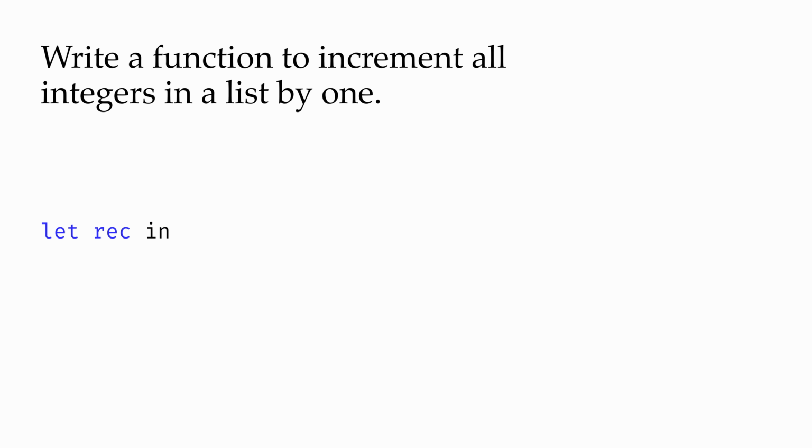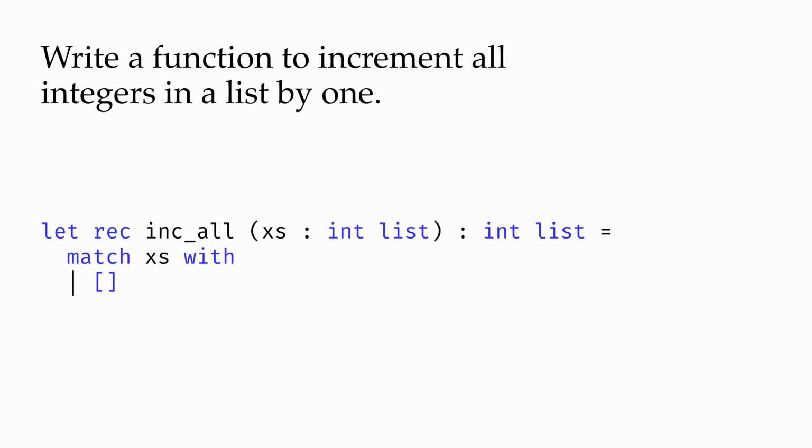We could define this function recursively. It accepts a list of integers, we'll call this list xs, and it returns another int list. How do we work with the list? As usual, we'll start by pattern matching it. If the list is empty, then the problem is easy. The output list will also be empty, since there are no values to be incremented.